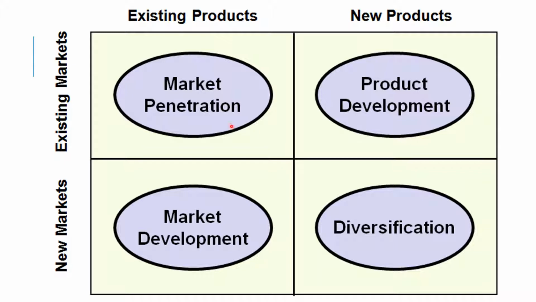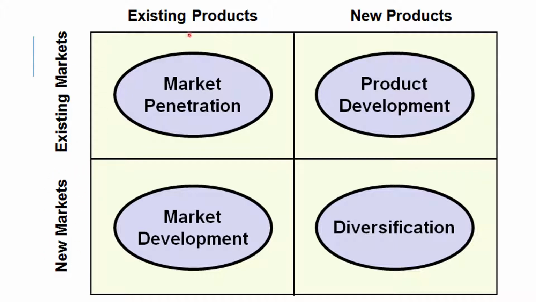It's a matrix because it's a grid, a 2x2 grid, and we have categories. At the top here we have what we do with our existing products. We have another strategy here of developing new products. And on this side we have 2 strategies. Continue in our existing markets or enter new markets.